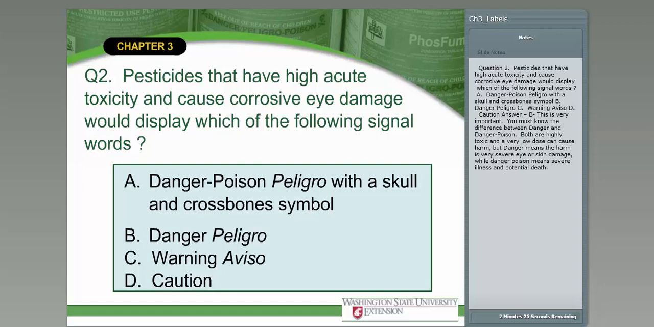Answer, choice B. This is very important. You must know the difference between danger and danger poison. Both are highly toxic and a very low dose can cause harm, but danger means the harm is a very severe eye or skin damage, while danger poison means severe illness and potential death.